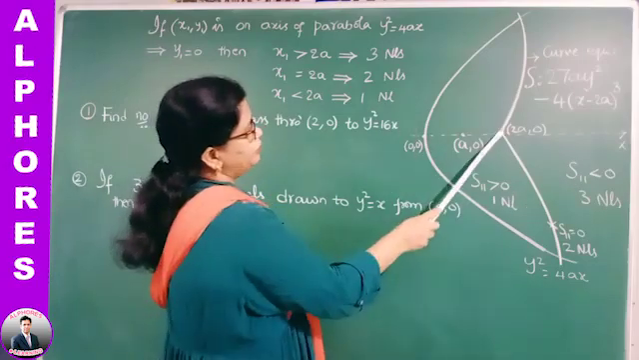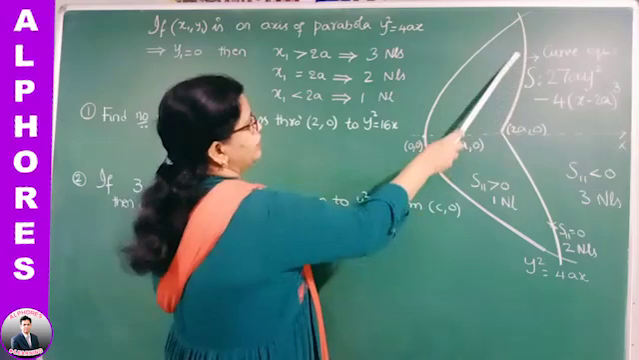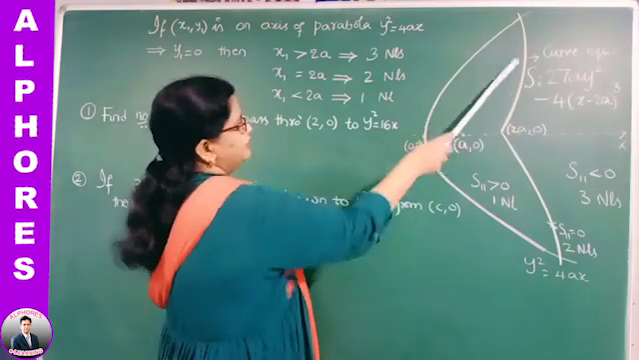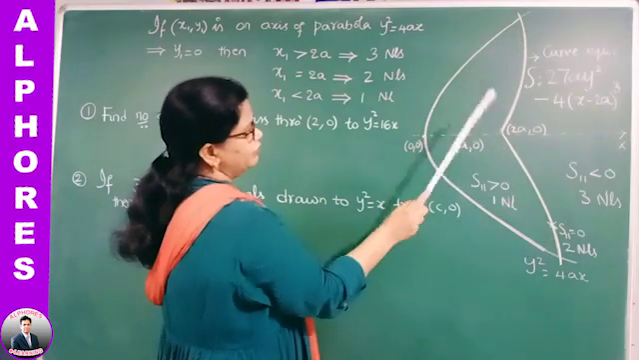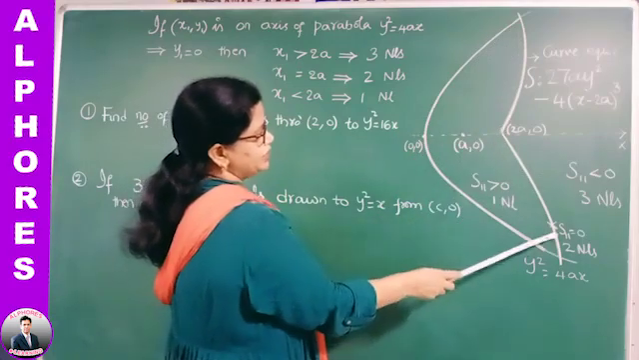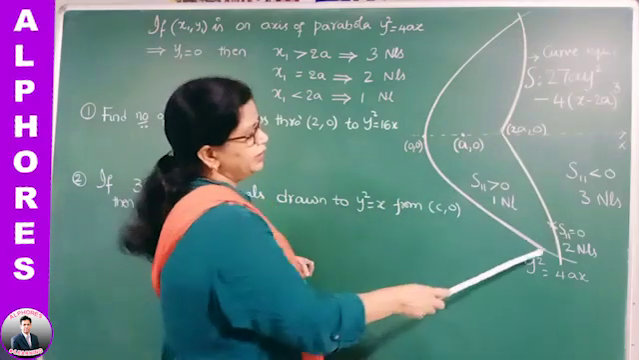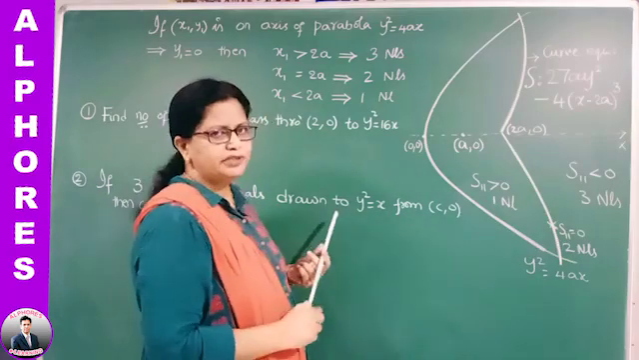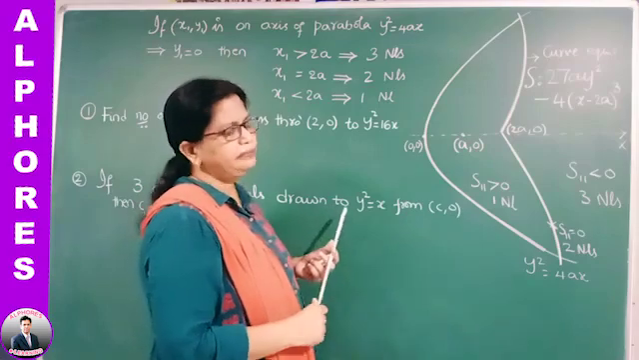And if the point x1 y1 is exactly on the curve, anywhere on the curve, then s11 is equal to 0. That implies 2 normals can be drawn. That implies that of the 3 normals, 2 are coinciding and one is different.